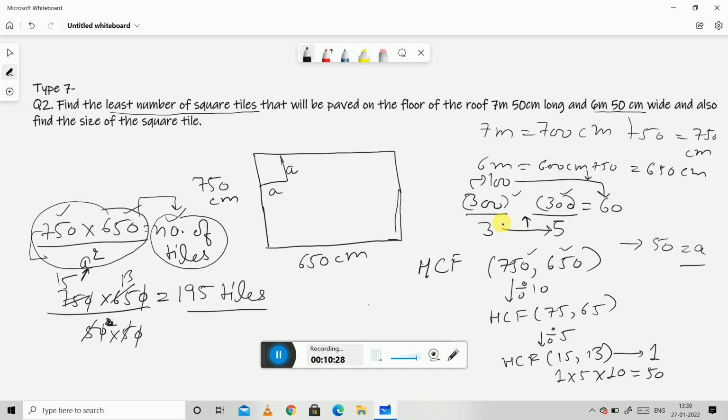So 195 is the number of least tiles that will be paved on this area of 750 into 650. What we were asked to find was the size of the square tile. Size of the square tile means area of the square tile. So what is the area of the square tile? 50 into 50, that is 2500 centimeter square. This is the size of one tile. So the area of the square tile is 2500 centimeter square, and the least number of tiles which we need is 195.